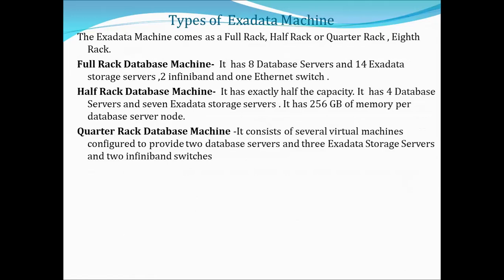Oracle provides the Exadata machine as a full rack, half rack, quarter rack, and eighth rack. A full rack has 8 database servers, 14 Exadata storage servers, 2 InfiniBand switches and 1 Ethernet switch. When a client purchases a half rack machine, it will be exactly half capacity. It has 4 database servers, 7 Exadata storage servers, and 256 GB of memory. A quarter rack consists of several virtual machines configured with 2 database servers and 3 Exadata storage servers, and 2 InfiniBand switches.